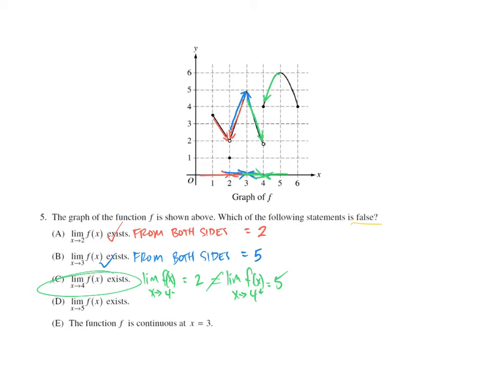I don't even have to keep going, but I could look at D real quick. And as we're approaching 5, yeah, we're going towards that same value. So that does exist. And it just asked if it's continuous at x equals 3. So are we continuous at x equals 3? At x equals 3, it is continuous. There's no holes or anything right there. There's no breaks in the graph. No discontinuities.